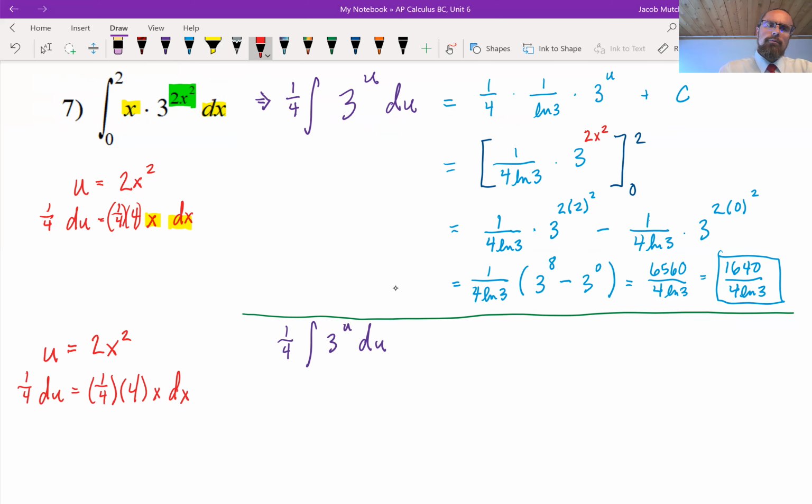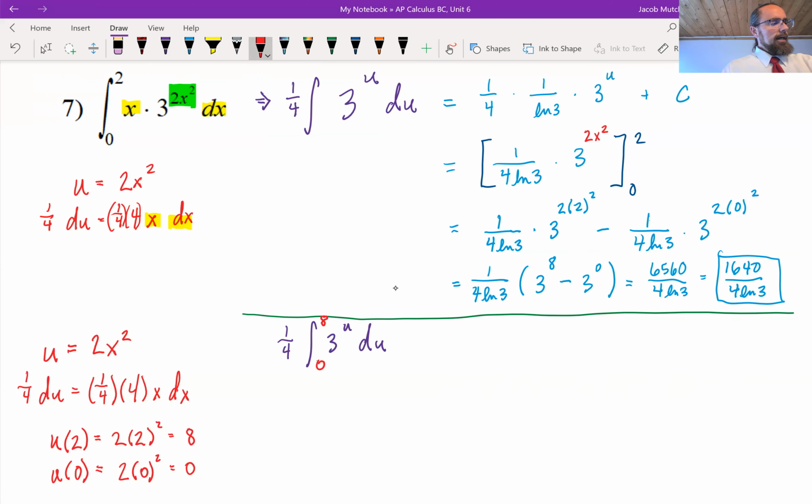But I want to now convert my 0 and my 2, my limits of integration. So I want to evaluate u at 2 for the upper limit. So that's going to be 2 times 2 squared, which is going to be 8. So I'm going to place that as my upper limit of integration. Now it's scaled or evaluated for the u function. Let's also do so for u at 0, my lower limit of integration. So that's 2 times 0 to the power of 2, which is just 0.